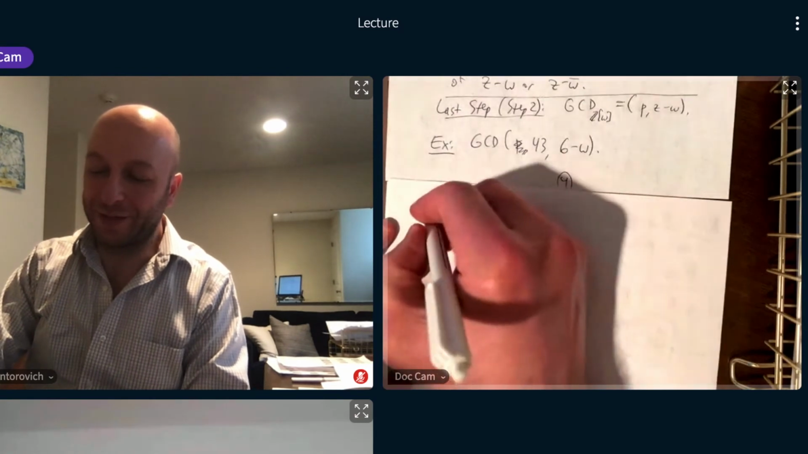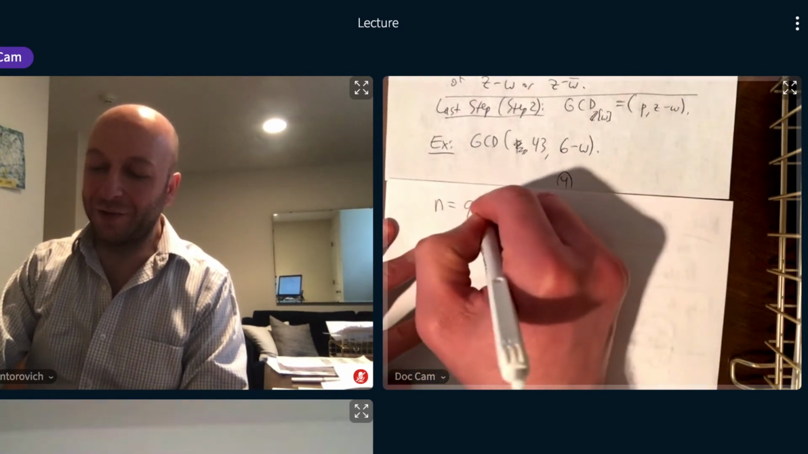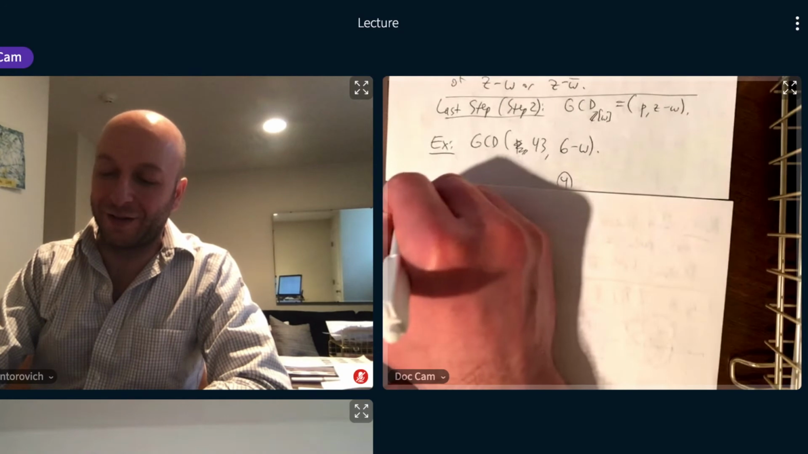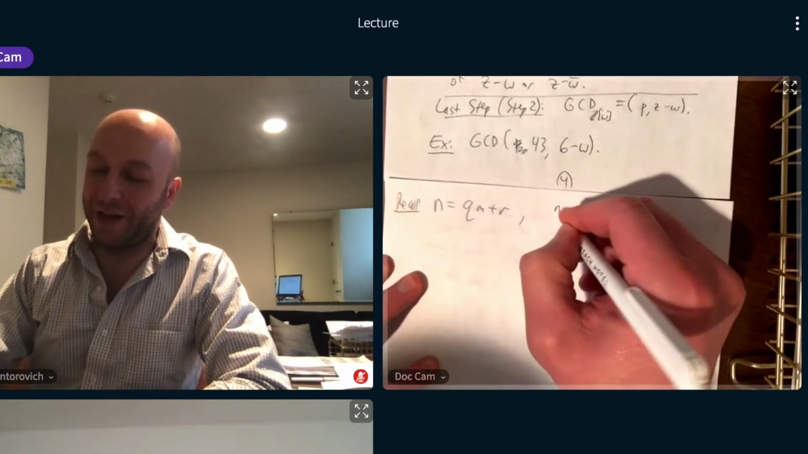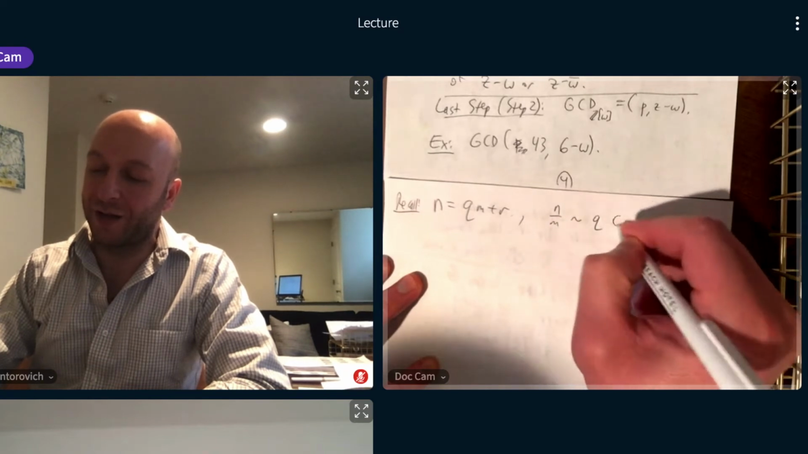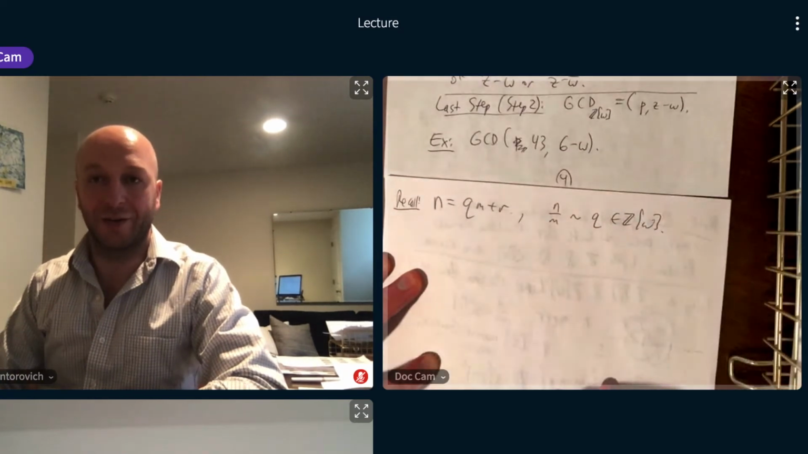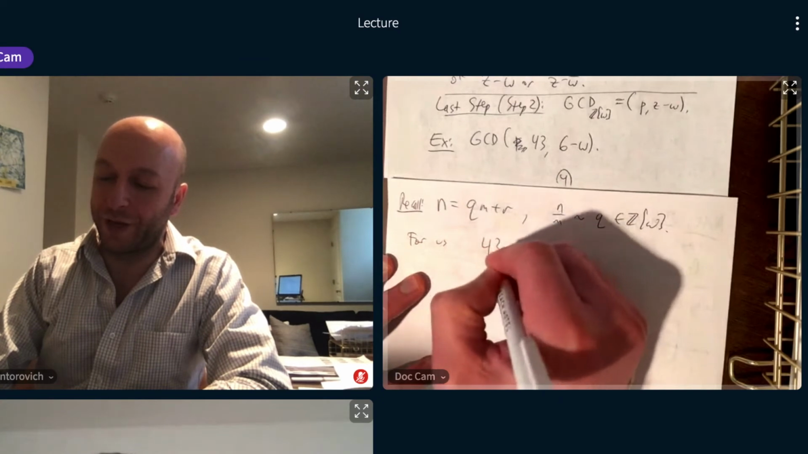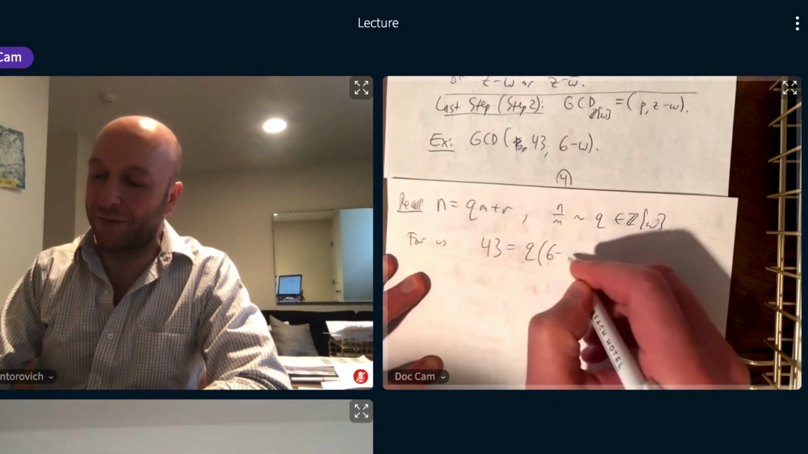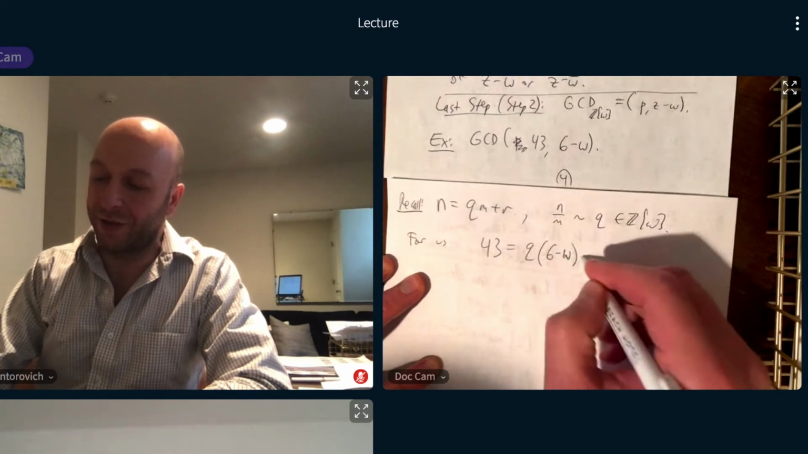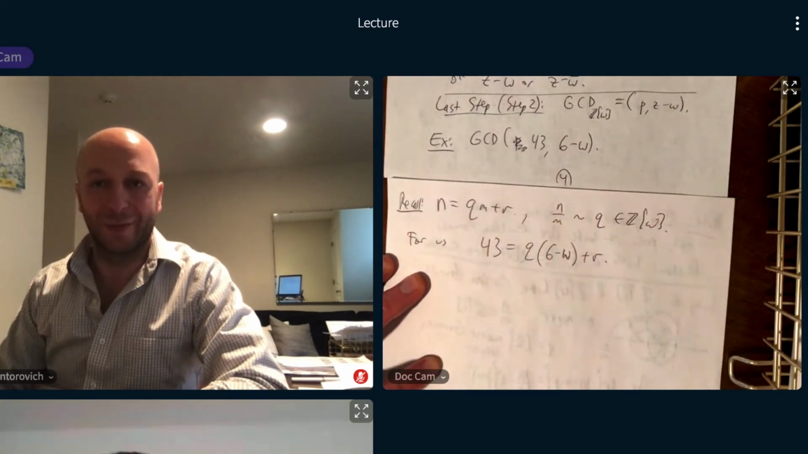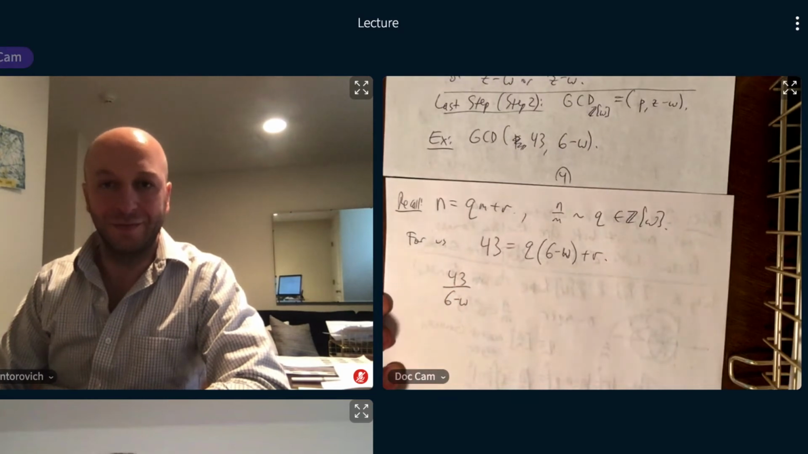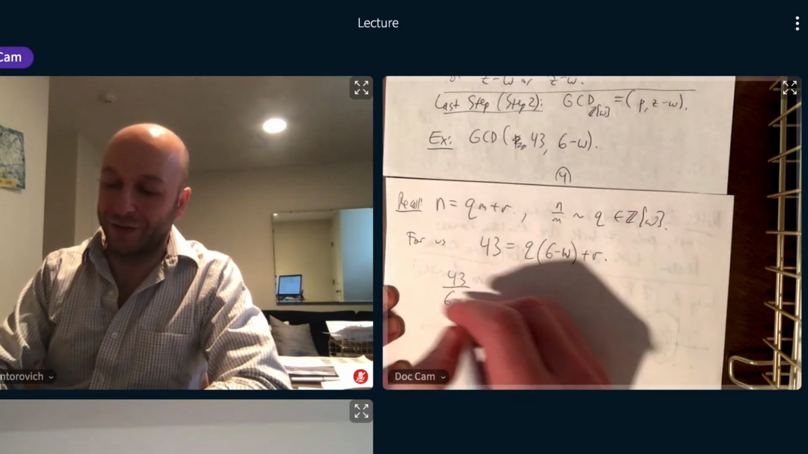The GCD algorithm. So remember, what we're going to do is write n as qm plus r. Recall the division algorithm: n over m will be close to a Gaussian integer, a Z adjoin omega. That's how this works. In our case, we're looking at 43 equals q times (6 minus omega) plus r. So we want to look at 43 divided by 6 minus omega. So this is n over m.